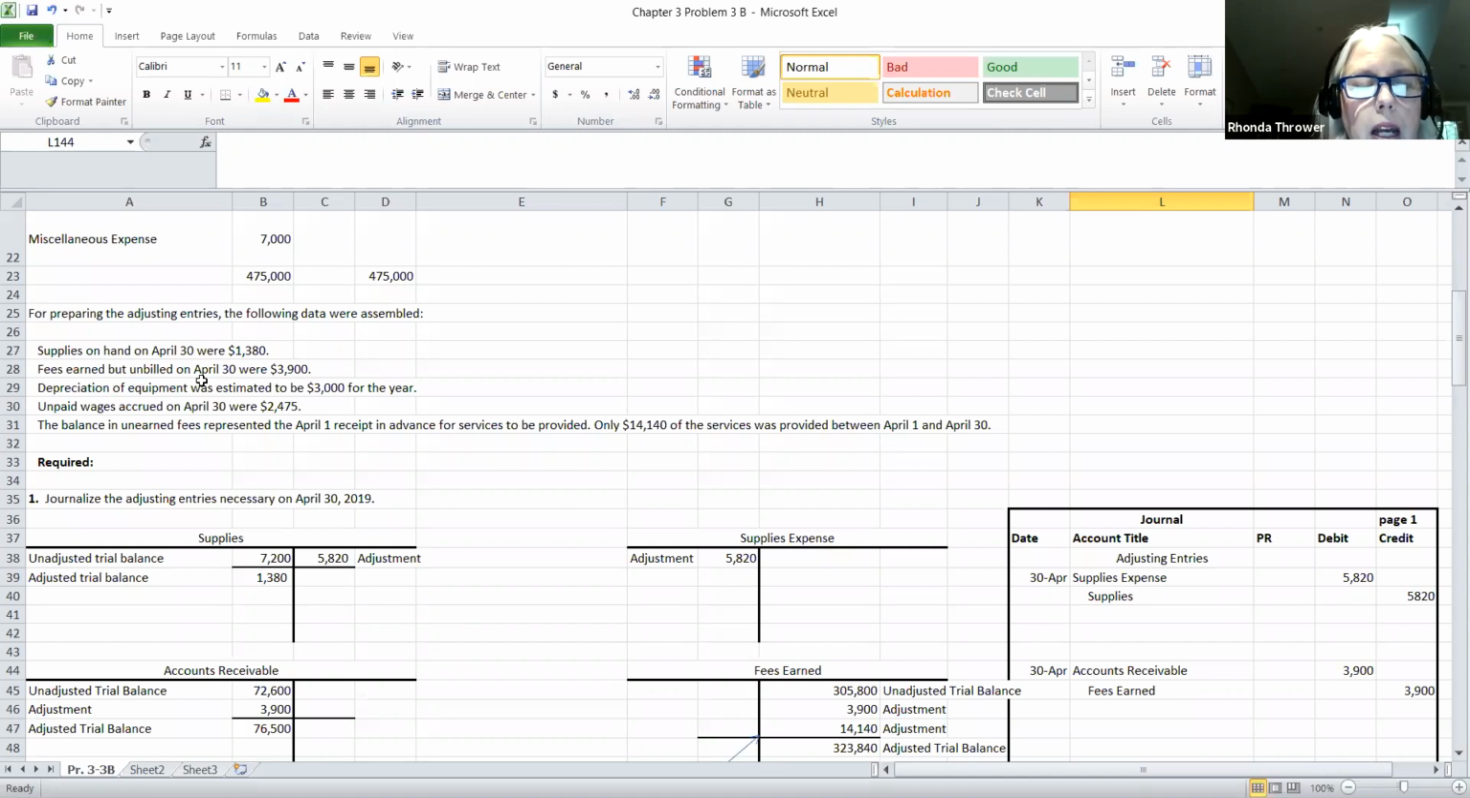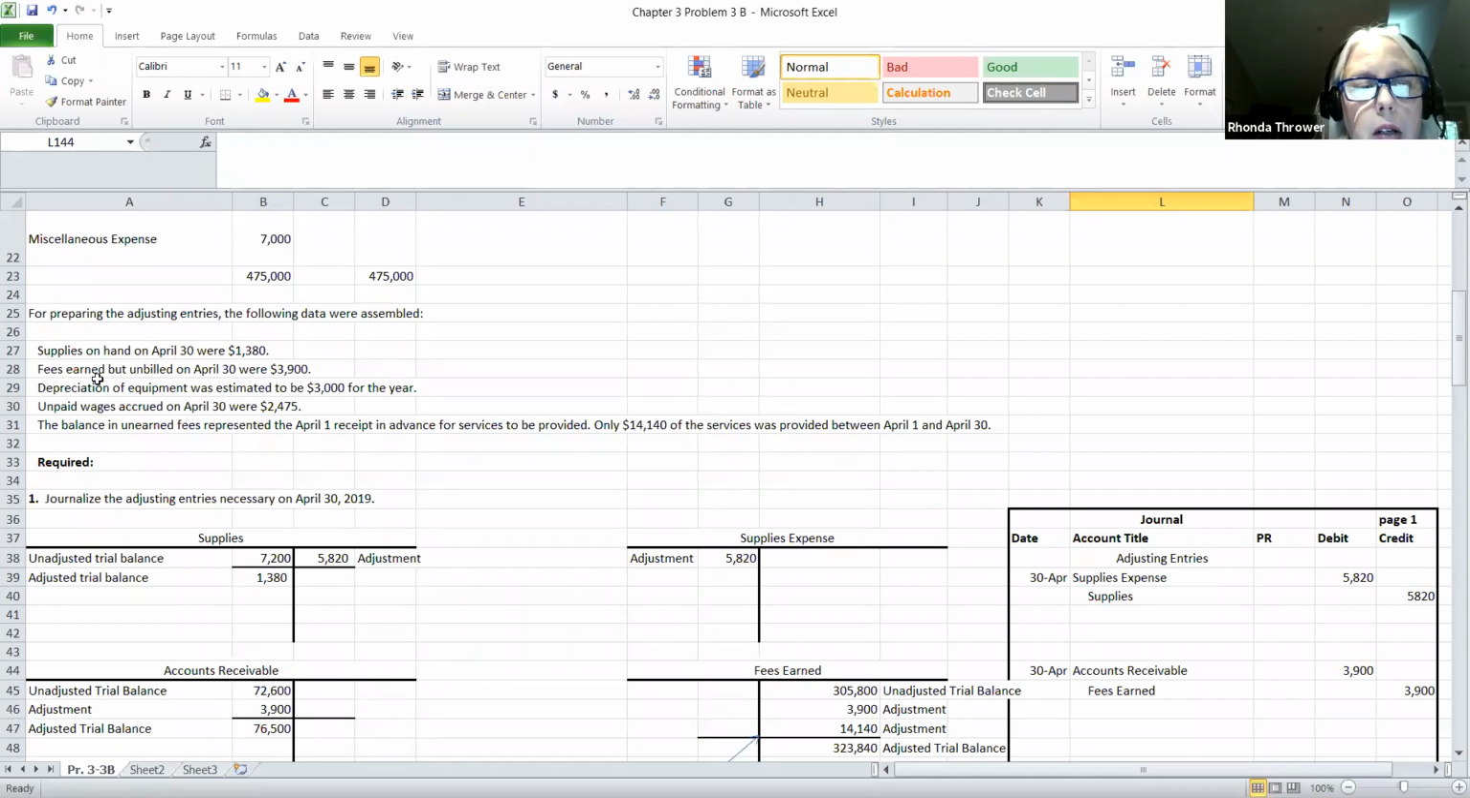We need to update our fees earned as well as our accounts receivable for the unbilled amount, because we are expecting to receive cash in the future from this transaction.